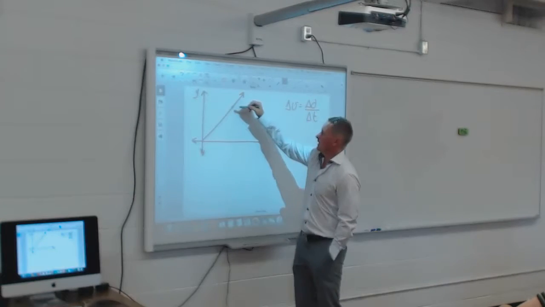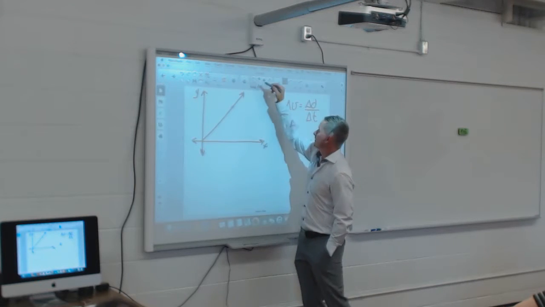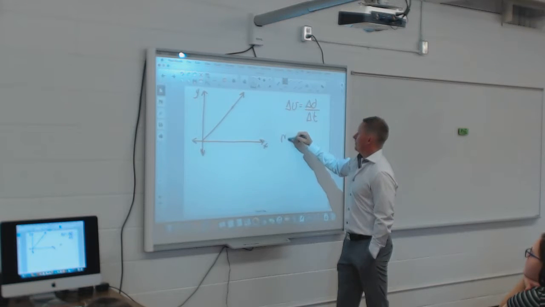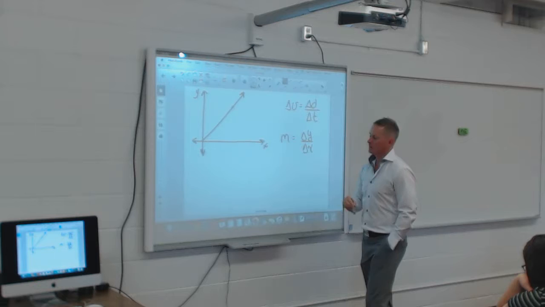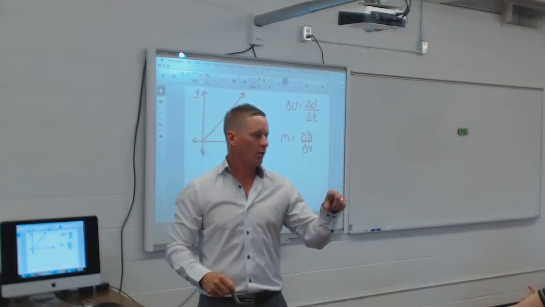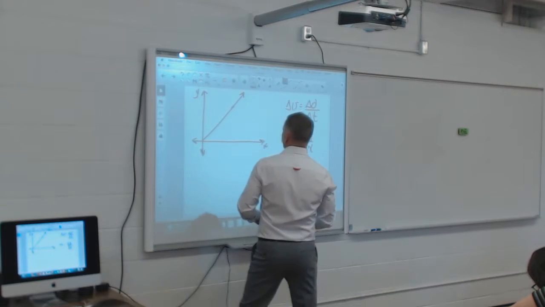Okay, here's what it is. Your slope of any line is change in y over change in x, right? Rise over run? y2 minus y1 over x2 minus x1. We all agree? Okay, here's what I want you to see.